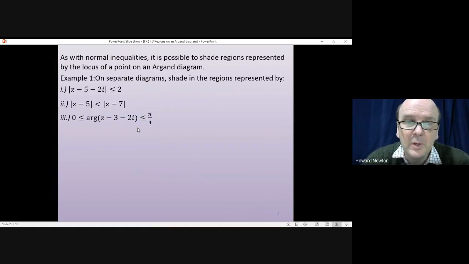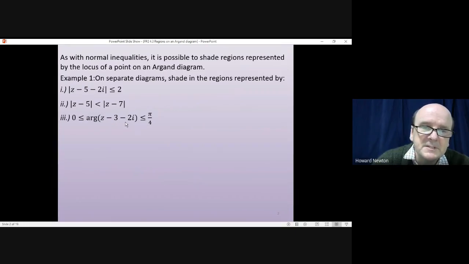So example 1: on 3 separate diagrams, shade the regions represented by these 3 inequalities. I'll let you have a go yourself first, so pause the video and then come back to me again when you're ready. Okay, let's have a look at these.